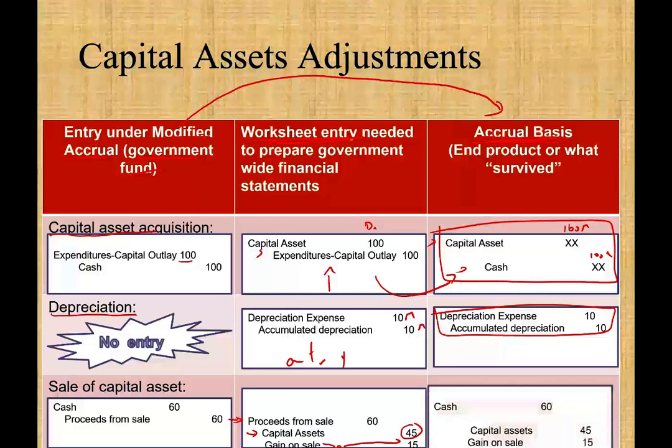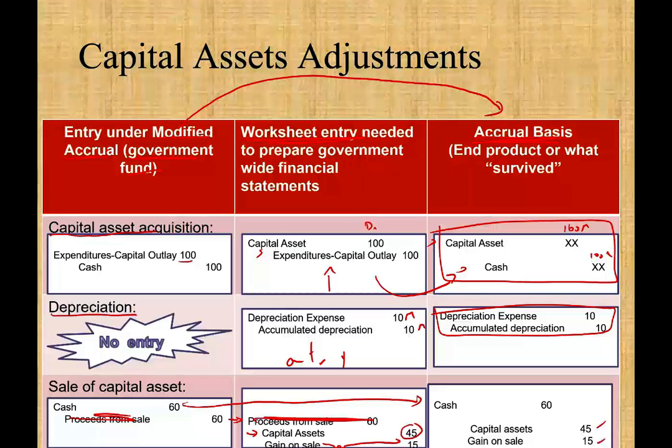So what survived at the end of the day? The cash, 60 million, survived. The proceeds from sale, we credited, then we debited. This is gone, and what's left is the capital asset and the gain. And hopefully you see how we prepare those journal entries.